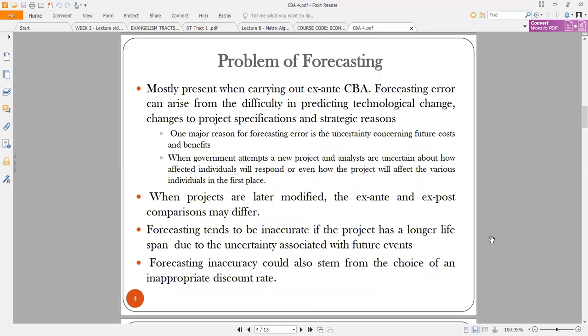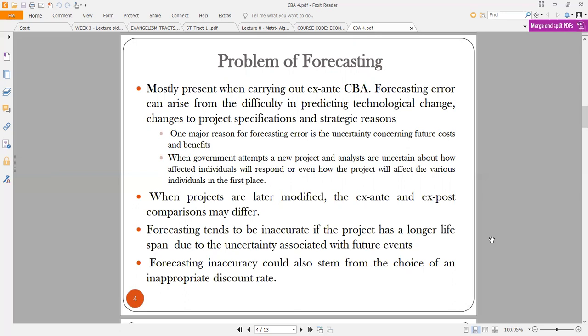Then we have the problem with forecasting. After you've done your ex ante, you are using it to predict something into the future, but we know how uncertain the future is. It's very possible that there might be technological changes between the time that we start the project and the time that the project ends. And when we have such changes, it will alter the impacts of the project. At times, before the implementation of the project, we had certain specifications, but along the way, there were some alterations that will also render the initial ex ante null and void.